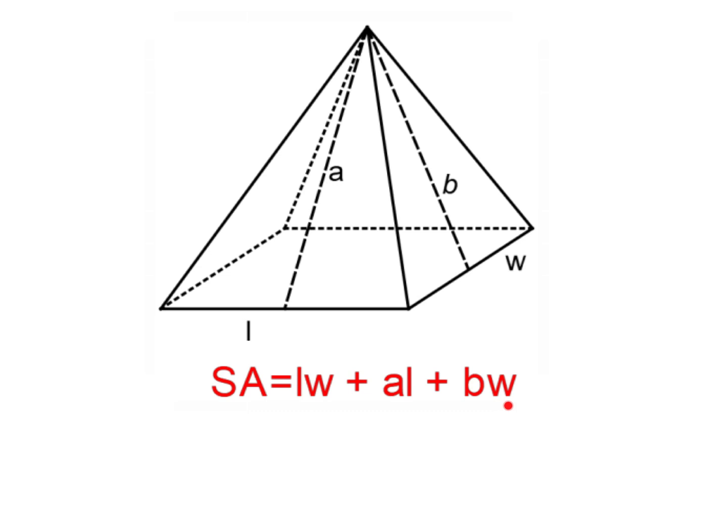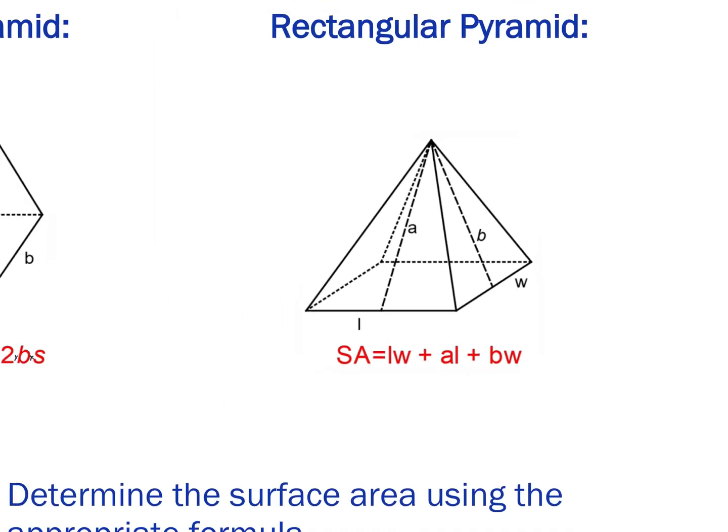And B times W means the right triangle and the left triangle. In pretty much all of these surface area formulas, all we're doing is multiplying and then adding, right? So we just need to make sure to do these things in the right order.